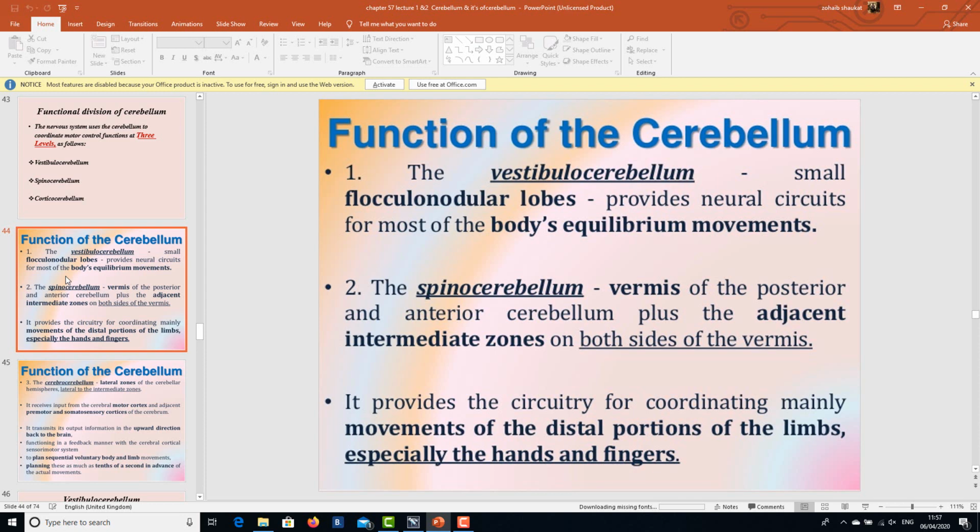The vestibular cerebellum, the small flocculonodular lobes, provide neuronal circuits for most of the body's equilibrium movements. The spinocerebellum, the vermis of the posterior and anterior cerebellum plus the adjacent intermediate zones on both sides of the vermis, provides the circuitry for coordinating mainly the movements of distal portions of the limbs, especially hands and fingers.